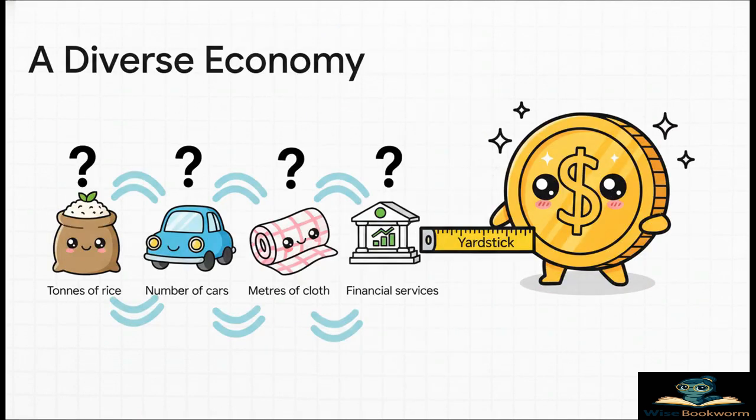So here's the fundamental problem. An economy makes just an unbelievable variety of stuff. You've got tons of rice, new cars, hours of legal advice, haircuts. How do you add all that up? You can't just add tons to hours. It's literally adding apples and oranges. So the first step is we need a common language, a common yardstick. And you've probably guessed it, that yardstick is money.